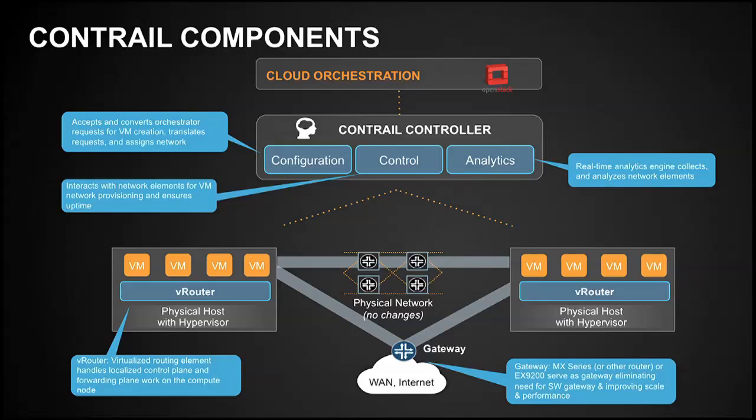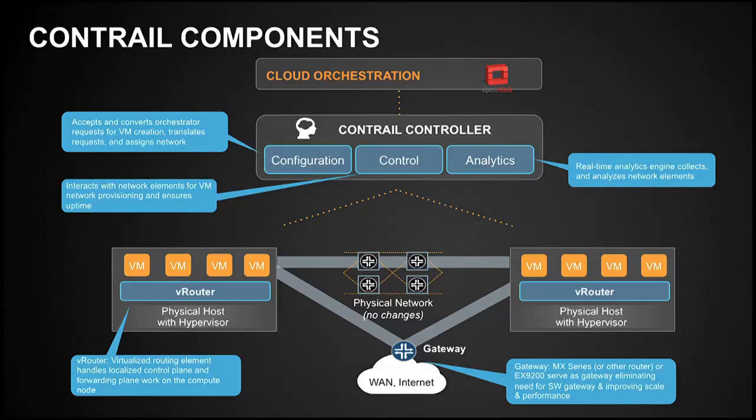Underneath the overlay is the physical underlay. The physical underlay provides any-to-any IP connectivity within your data center. Remember, your virtual machines are hanging off of these x86 compute nodes, x86 servers, and the underlay provides any-to-any IP reachability between these servers. The only thing Contrail expects from the underlay is this IP reachability, and there is no other expectation from the physical underlay. So that's the beauty of the Contrail solution.